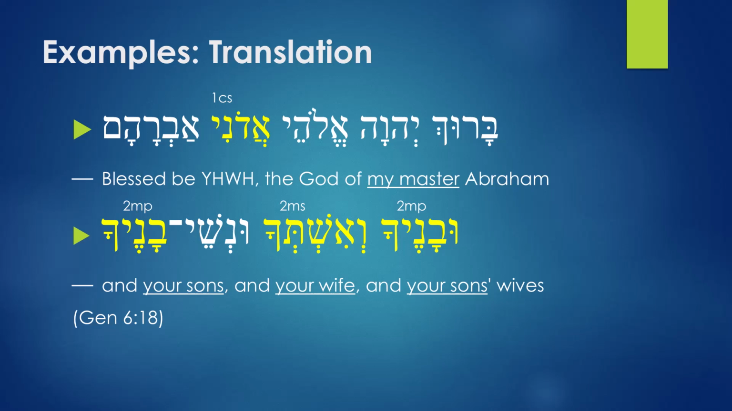Ben means son. But when you add a pronominal suffix, it becomes banecha, which means your sons. Remember, cha means your. Now you have the conjunction u, so it becomes uvanecha, and your sons. Then we have the conjunction again, veishtecha, and a woman, from isha, woman.